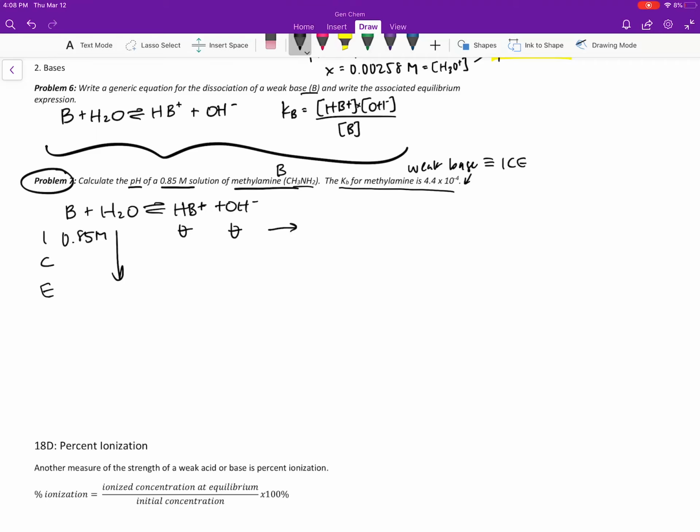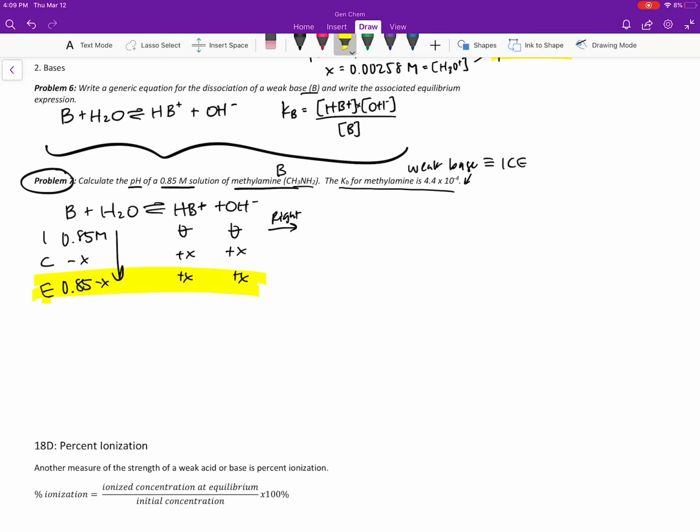This tells me that equilibrium is going to shift to the right to produce products and consume reactants. So I'm going to use minuses and pluses with the x variables to show that change. And then I plus C equals E. Same thing we've been doing since we started equilibrium.